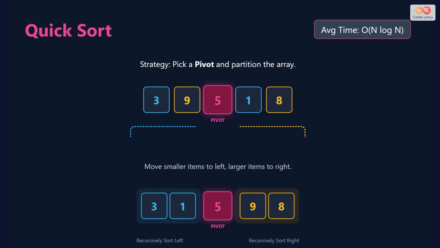Quicksort also uses divide and conquer, but in a different way. It picks a pivot element and partitions the array so that all smaller elements go to the left of the pivot, and all larger elements go to the right. It then recursively sorts the left and right sides. In practice, quicksort is often the fastest general-purpose sorting algorithm.